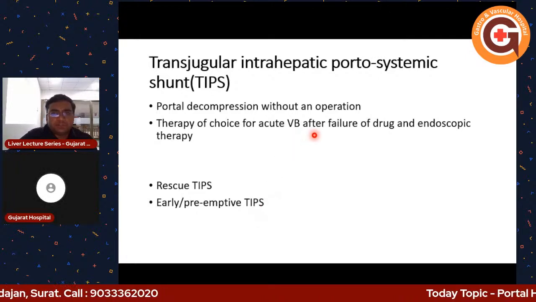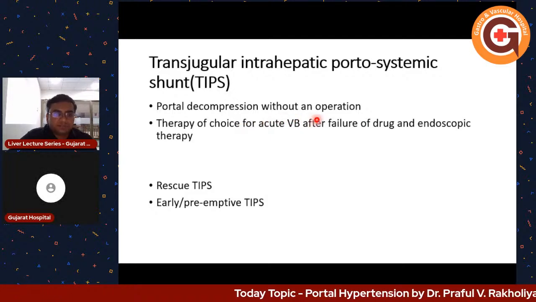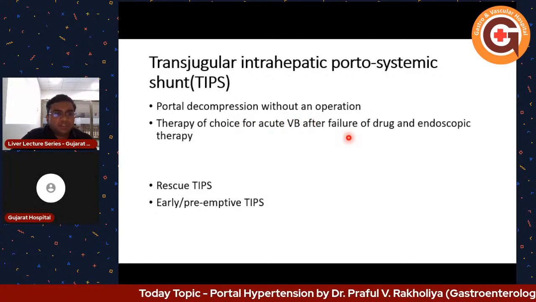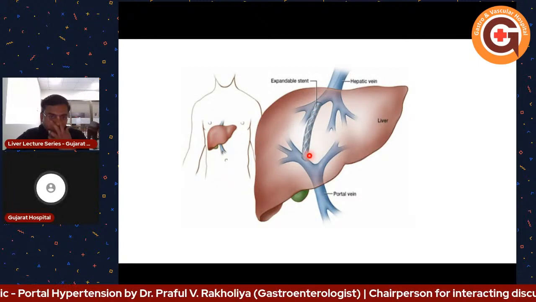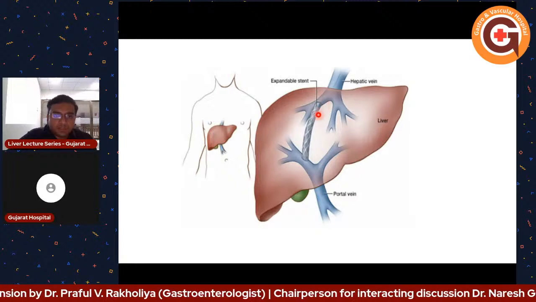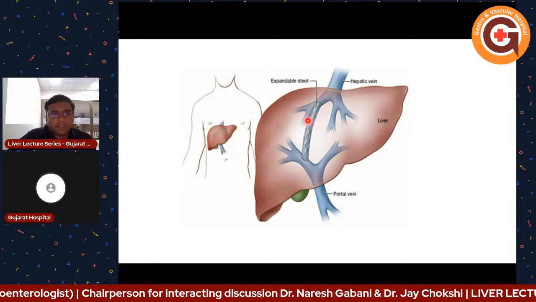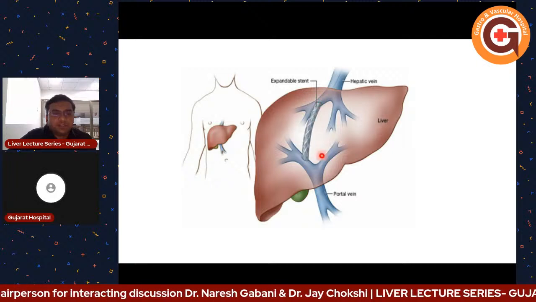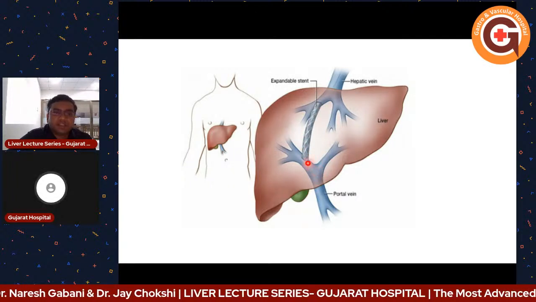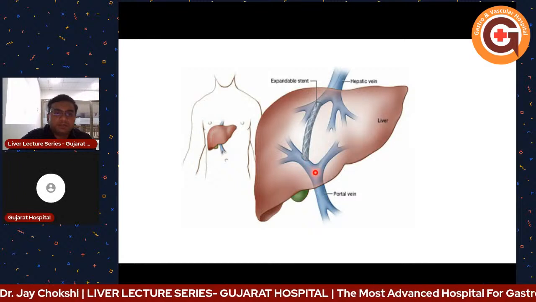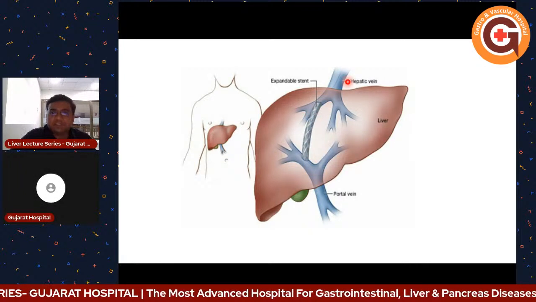So in TIPS, what we will do is we will reduce the portal pressure without an operation. We'll put a stent through the liver parenchyma, which will connect the right portal vein and right hepatic vein. So it will decompress the portal pressure, and blood will directly go to the right hepatic vein and into the IVC.